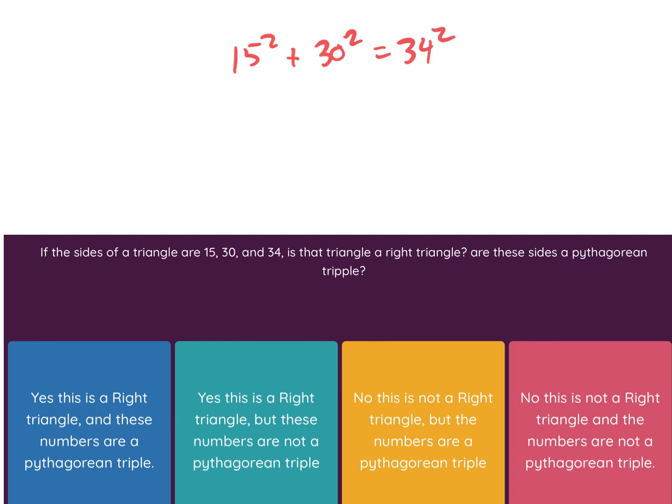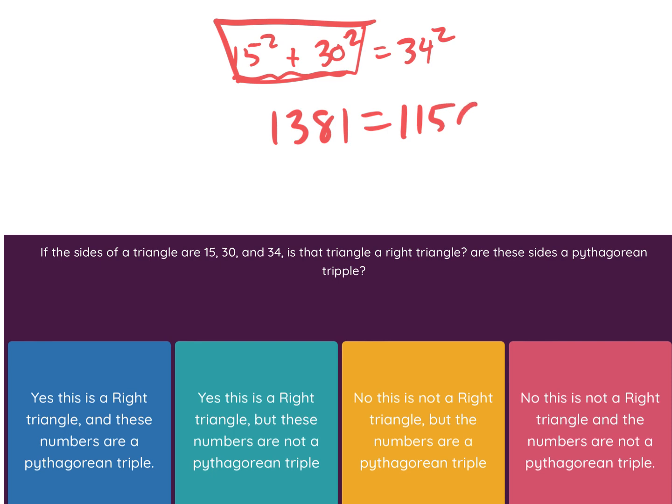Okay, and I'm going to do all this on the calculator. 15 squared plus 30 squared, just on the left side, I type this in exactly the way it looks, and it gave me 1,381. And if I go 34 on the calculator squared, you're going to have 1,156. These guys are definitely not equal. So this is not a right triangle. Some other type of triangle, but it doesn't have a 90-degree angle in it. So you would say, no, not a right triangle.